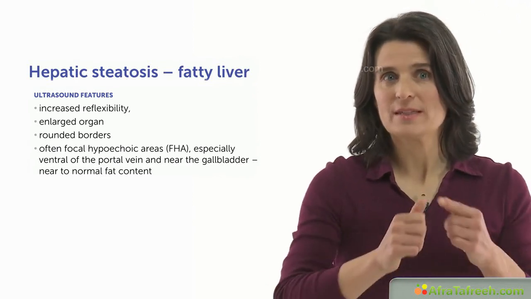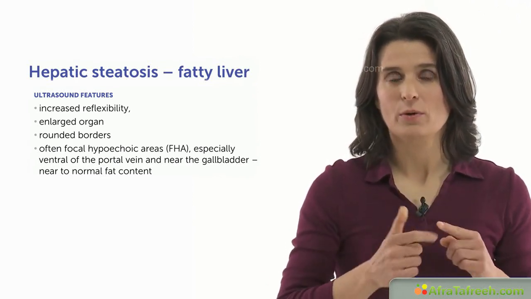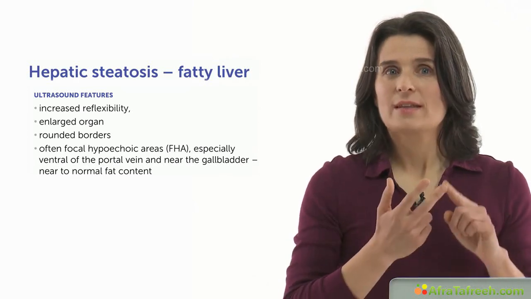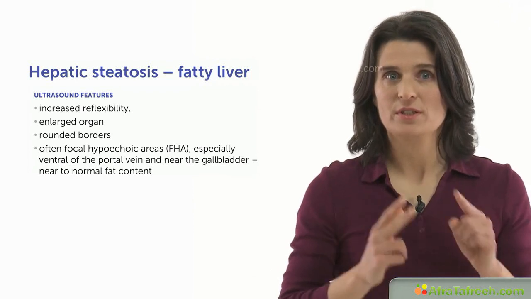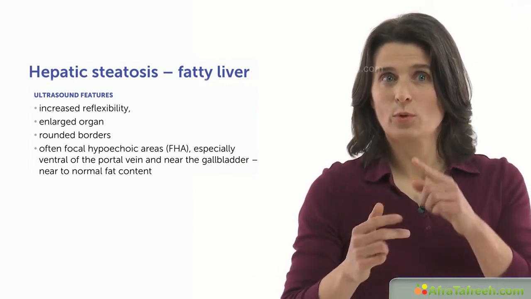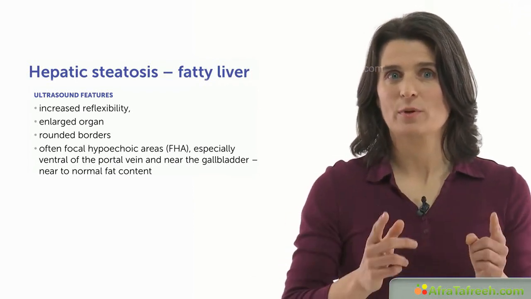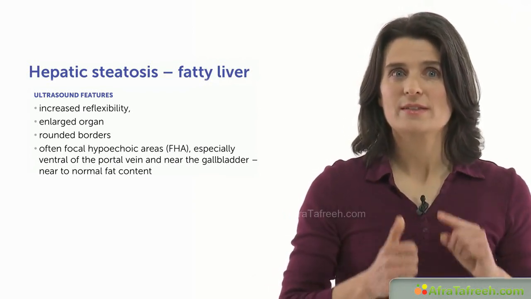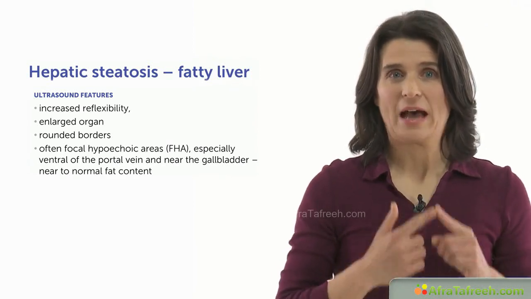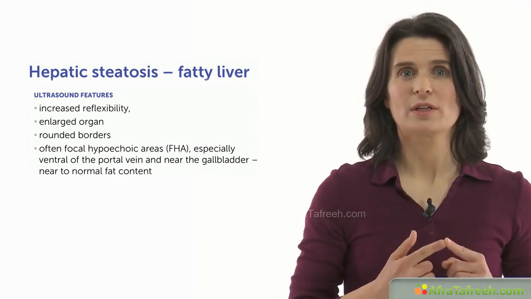We remember, typically near the gallbladder or the portal vein, somehow map-shaped areas of reduced echogenicity, but only in comparison to the brighter parenchyma of fatty liver. These areas have a near to normal fat content. That's the reason why these areas appear darker than the rest of the steatotic liver.